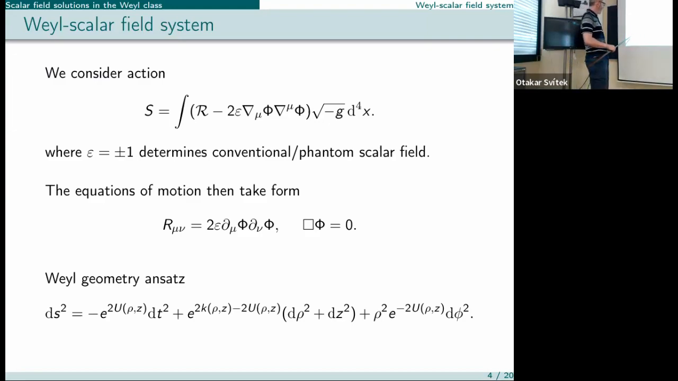And the geometry ansatz is the Weyl one. And you see, of course, maybe the most important thing to notice now is that once this k function becomes 0, you recover spherical symmetry. So this will be, in the end, our choice of how to proceed.